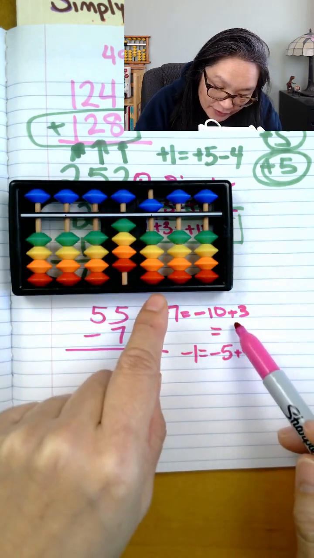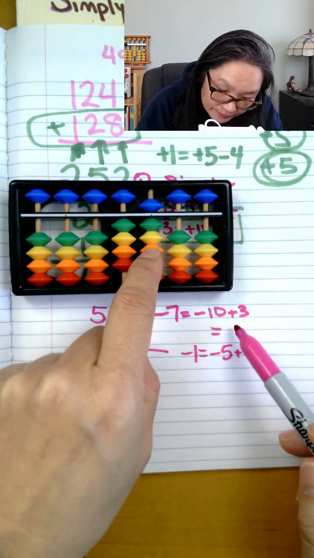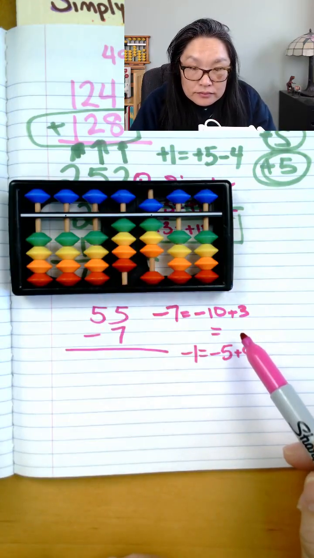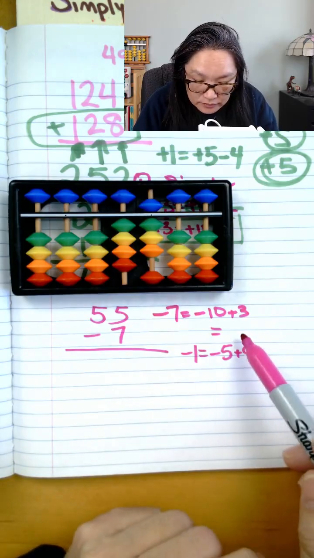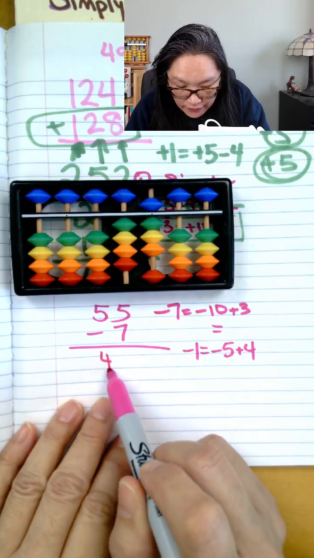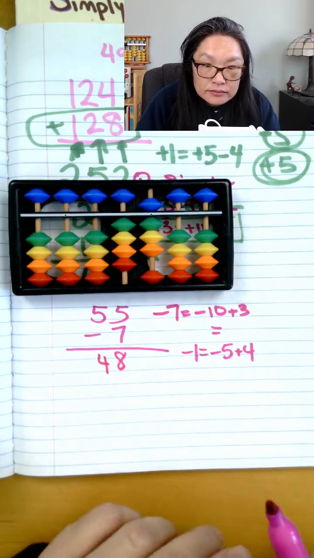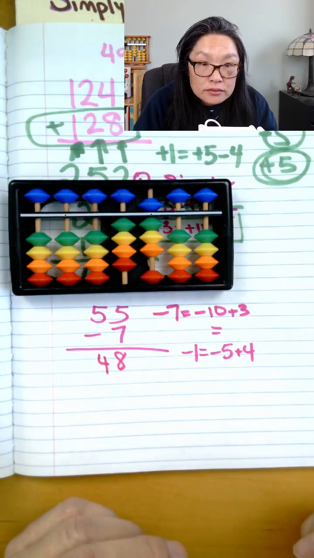And then I have to add the 3. So I'm going to add the 3. Yes, Ethan. Yes, 48. So my answer is 48. Cool?